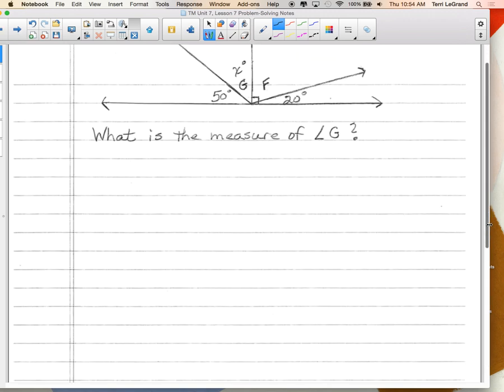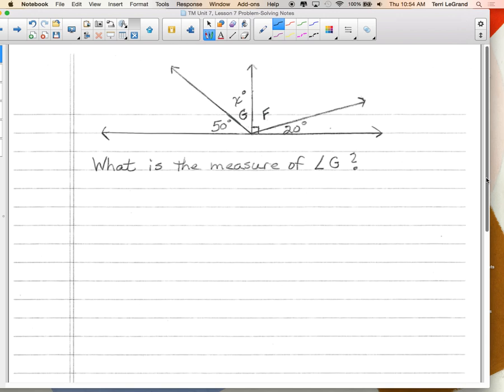Okay. There's our drawing this time. So we have a 50-degree angle. We have an angle called G that is x degrees. We have an angle F that, do we know what angle F measures? It doesn't look like it. And then we have a 20-degree angle. Here's the question. We're supposed to find the measure of angle G. Anybody think we have a strategy for us? Danny.